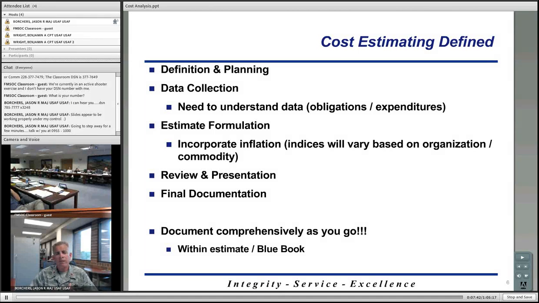Finally, you're going to have final documentation. One point I do want to make is that you're going to be documenting your estimate throughout the entire cost analysis process. However, there's going to be some documentation that definitely occurs right at the end, whether it be in the form of a blue book, which is essentially a comprehensive cost estimate of your program, or something titled something else. But final documentation will really wrap up the entire cost estimation process.